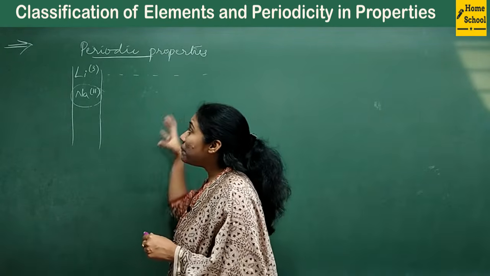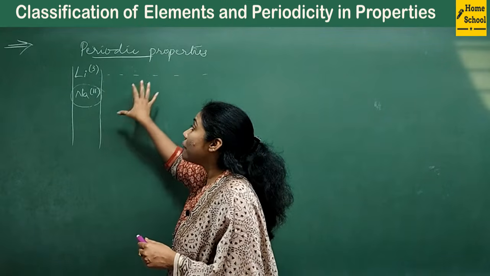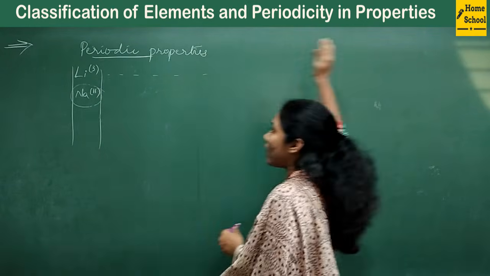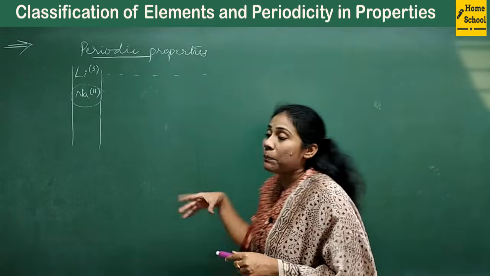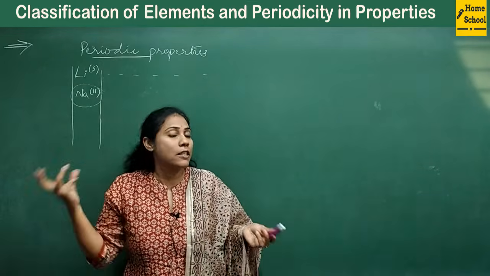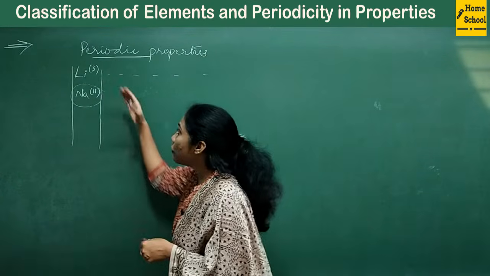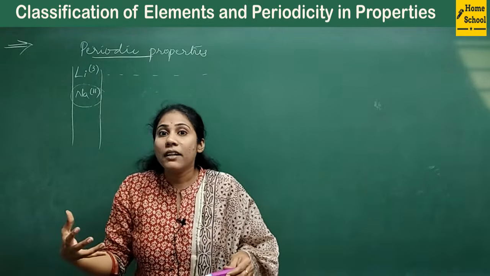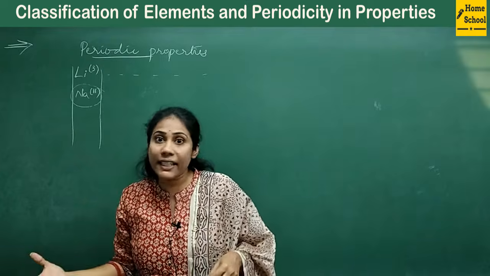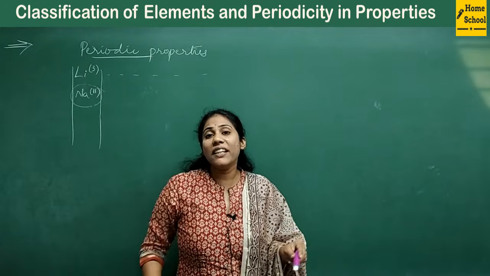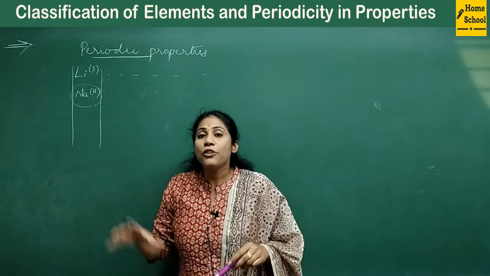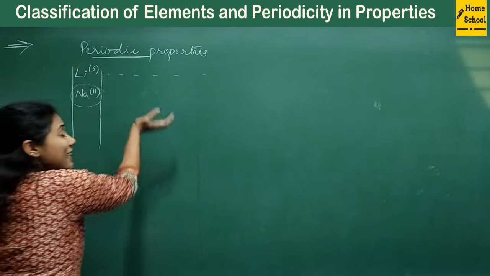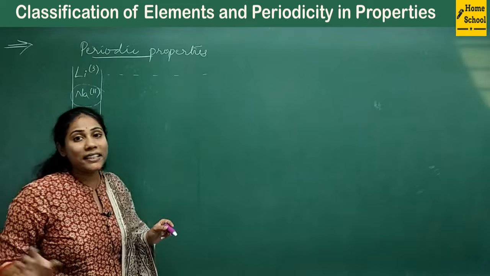And you know what? These periodic properties vary in the periodic table. As you go from left to right in a periodic table, the property may increase or decrease, and when you go from top to bottom in a group, there are certain properties that can increase or decrease. So there is always a slight variation in these properties. We are going to discuss such periodic properties and their variation in the periodic table.